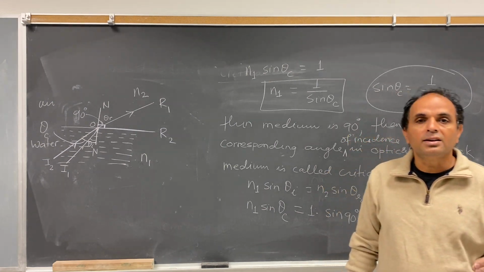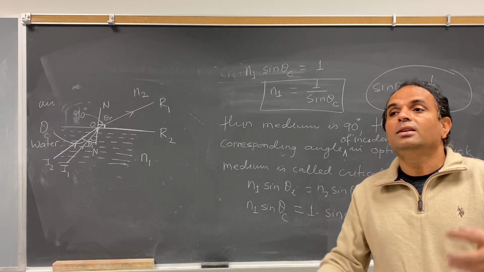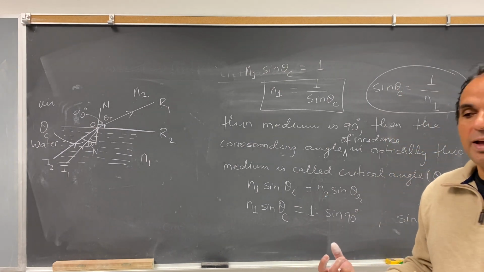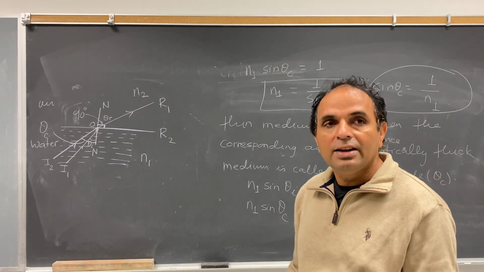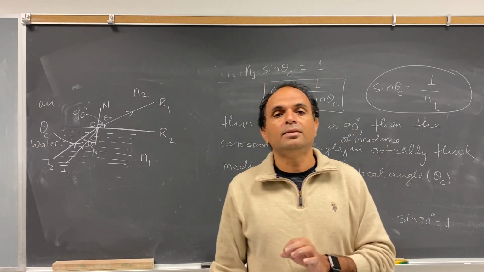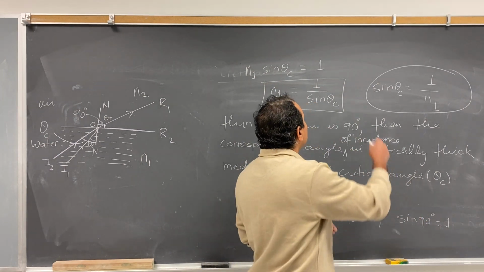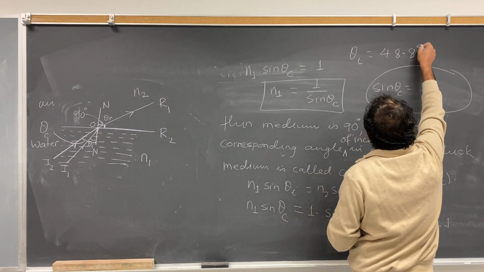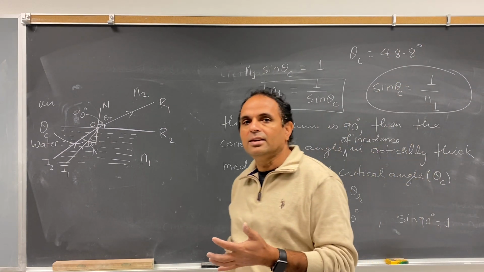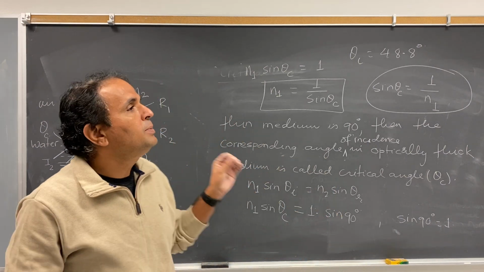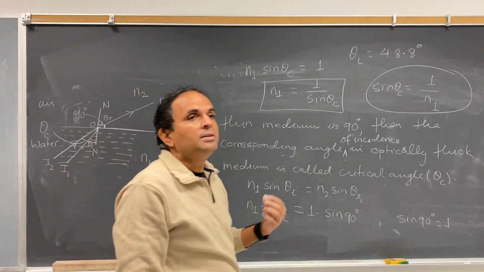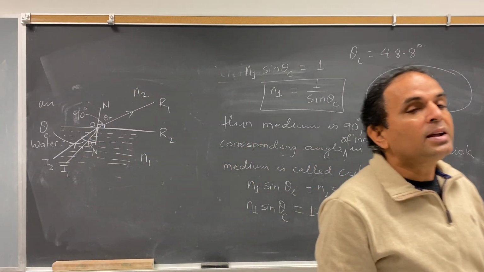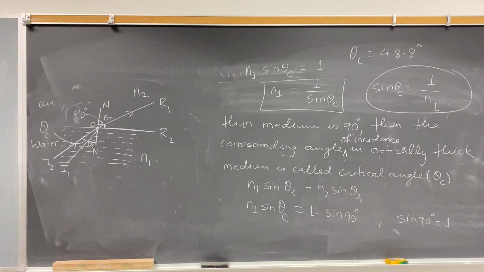Similarly, the critical angle is also different for different transparent media. I think for water the critical angle theta c is 48.8 degrees, roughly 49 degrees for water. So different transparent media have different critical angles and different indices of refraction. So this is about the critical angle.